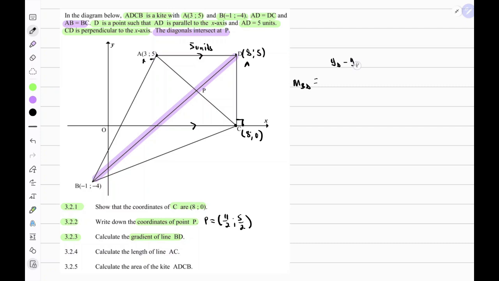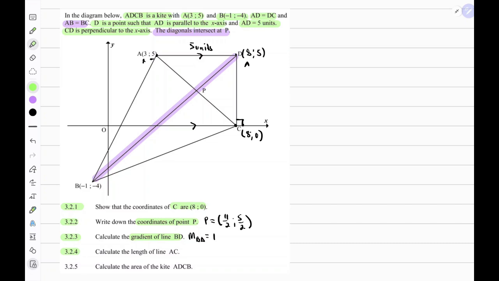YD minus YB, change in Y, over XD minus XB, change in X. So just substitute the coordinates respectively. YD is 5 minus YB, minus 4, all over XD is 8 minus 1. So this is equal to 9 divided by 9, which is equal to 1.